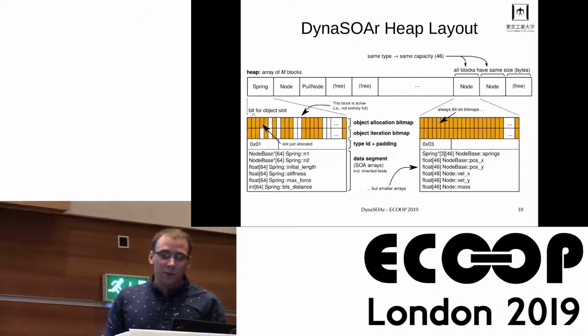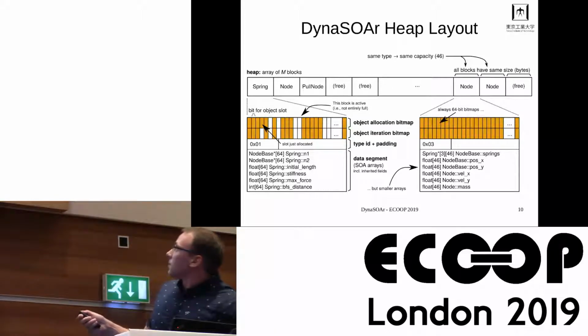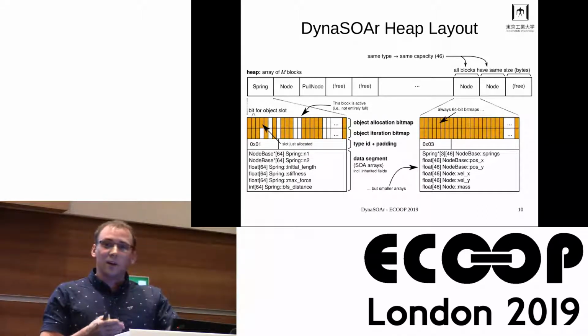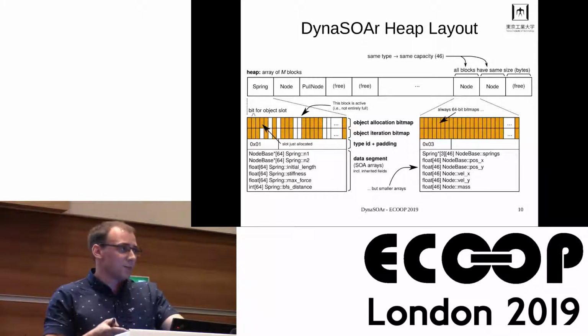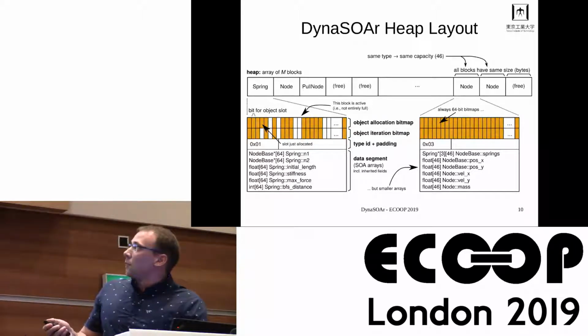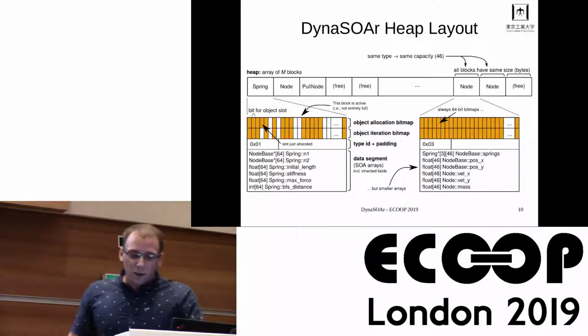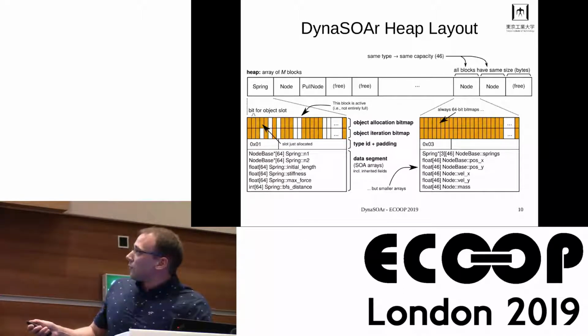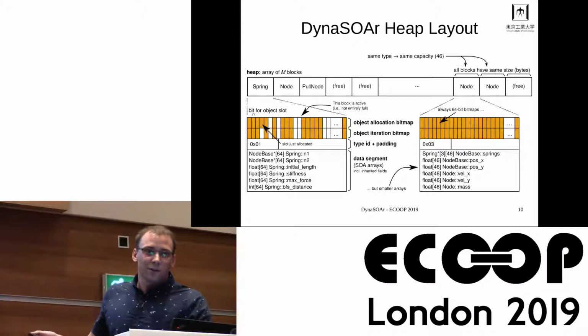This figure gives an overview of the heap layout of DynaSOAr. The heap consists of blocks, in this case M blocks. All blocks have the same size in bytes, and what is important here is that every block can contain only objects of the same C++ class, C++ type. This example is taken from finite element methods, and we have classes here such as Spring, Node, Pull Node, and some other classes. Inside of a block, we only store objects of the same type in structure of arrays layout. For example, here we store up to 64 objects of C++ class Spring, and we have 1, 2, 3, 4, 5, 6 fields, and we store those SOA arrays in here. This is the structure of arrays layout that I showed you before.